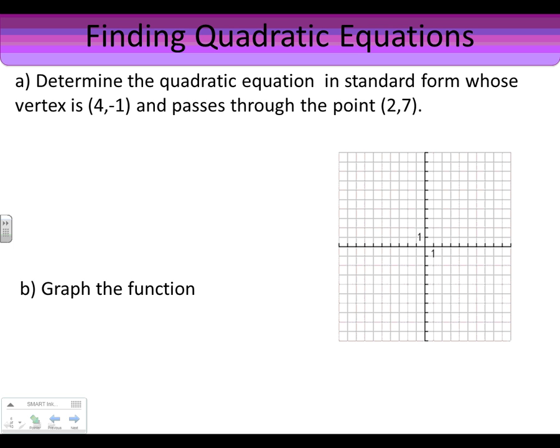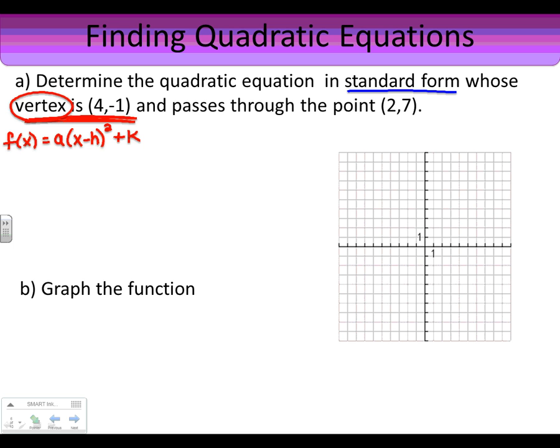So we're given in this problem the vertex, which gives us the hint that we're going to use vertex form first. Okay, it does say that we want our answer to be in standard form, but we can always start in vertex form and then put it into standard form. So vertex form: a times the quantity x minus h squared plus k.